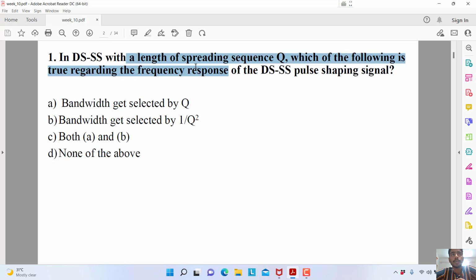We have a length of spreading sequence Q. Just tell me which option is true. First one is the bandwidth gets selected by Q. Bandwidth gets selected by 1 upon Q square. Both A and B. And none of the above.